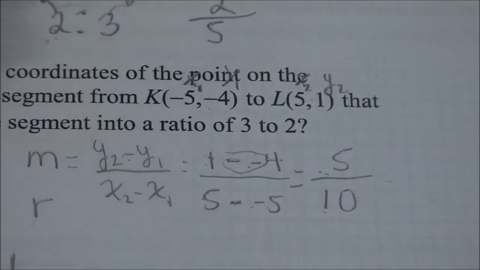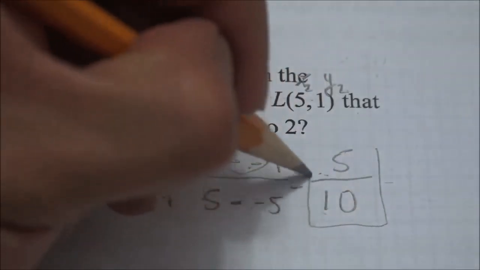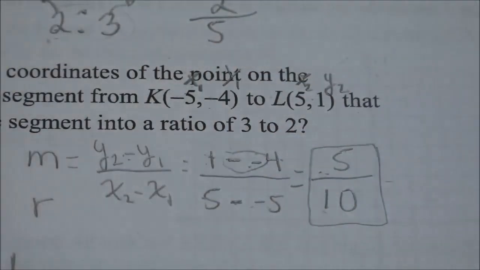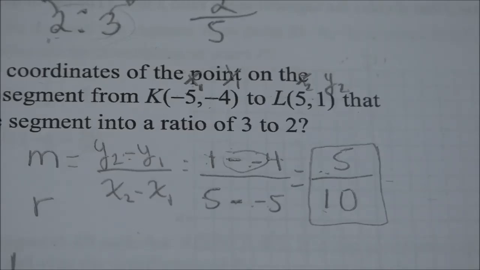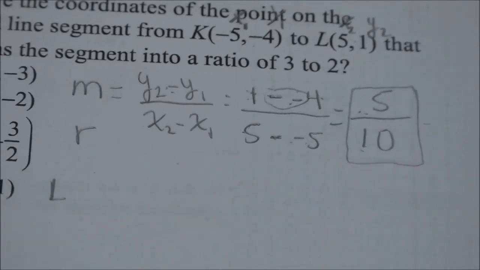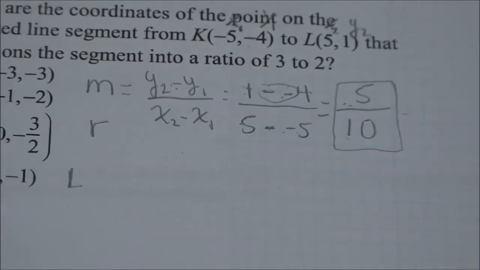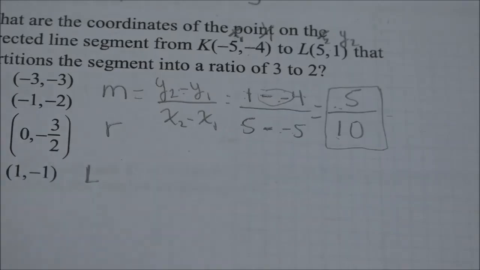So when we partition a line segment, you do not, and I'm telling you right now, you do not simplify the slope. If you do it, everything will be lost. You're going to get the wrong answer. So when you partition a line segment, you do not simplify the slope.